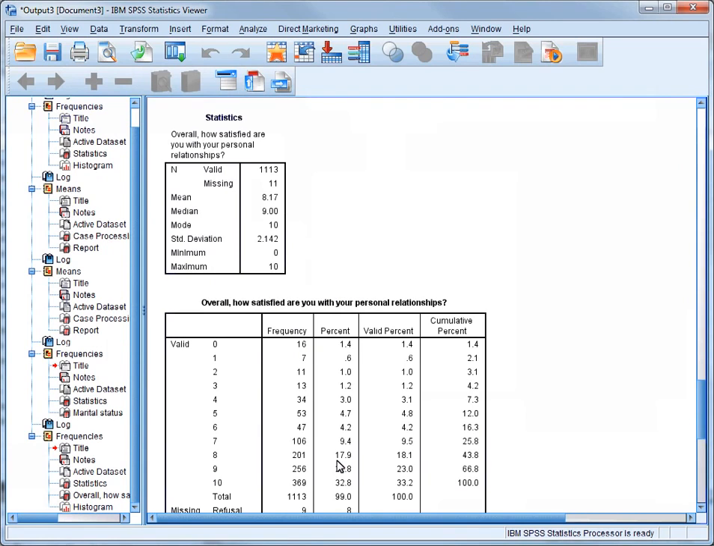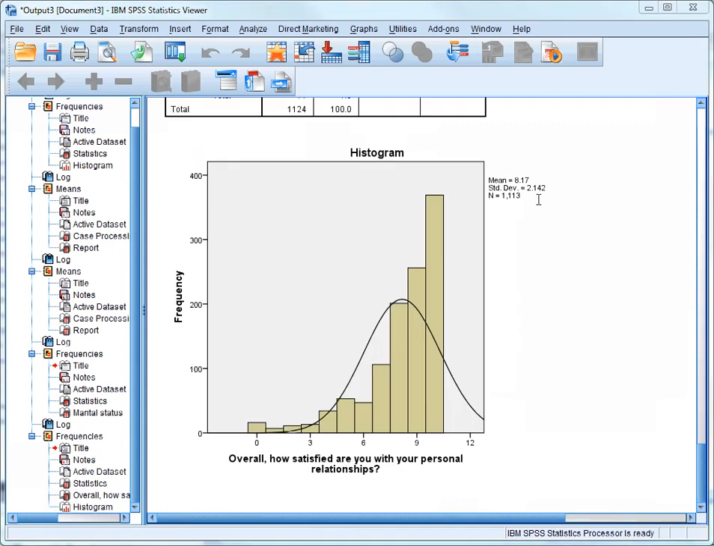The first thing we'll notice is that the overall levels of satisfaction for this variable seem to be even higher than for physical health, with a median of 9 and a mode of 10. If we scroll down to look at the histogram, we can see that again the distribution is negatively skewed and definitely not normally distributed. So now let's compare the distribution of males and females in relation to this variable.